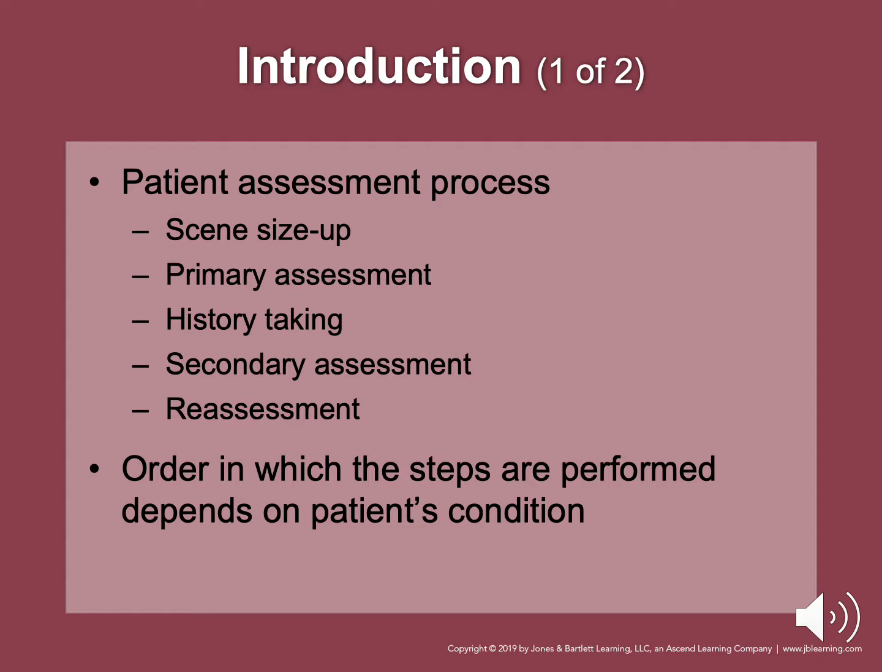for every patient. So that process consists of scene size up, primary assessment, history taking, secondary assessment, and then getting into your reassessment. The order that you do this is going to depend on the patient's condition. So you may need to do your primary assessment first before getting really in depth with that scene size up and history taking. You may have some life threats that need to be corrected really quick, and then you can take a more in-depth look into that scene size up.